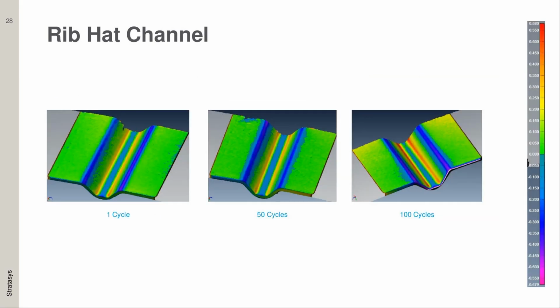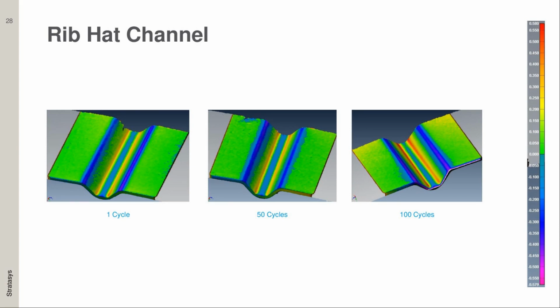Now, to give you an idea of some of the performance characteristics of the rib hat channel, I apologize, the numbers on the right for the scale are very small, but it's in millimeters, and it's plus or minus 1/2 of a millimeter. So as you can see in the images, across the board from 1 cycle to 100 cycles, the tool doesn't deform too much. It starts to go right around 100 cycles, and you're looking at about 1/2 millimeter of deformation.